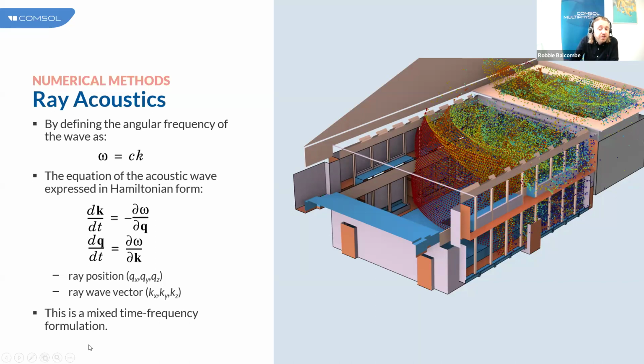This formulation that we use is called a mixed time-frequency formulation. The benefit of using this type of formulation is that we can incorporate frequency-dependent boundary conditions. So the absorption characteristics of our boundaries can be defined with respect to frequency.